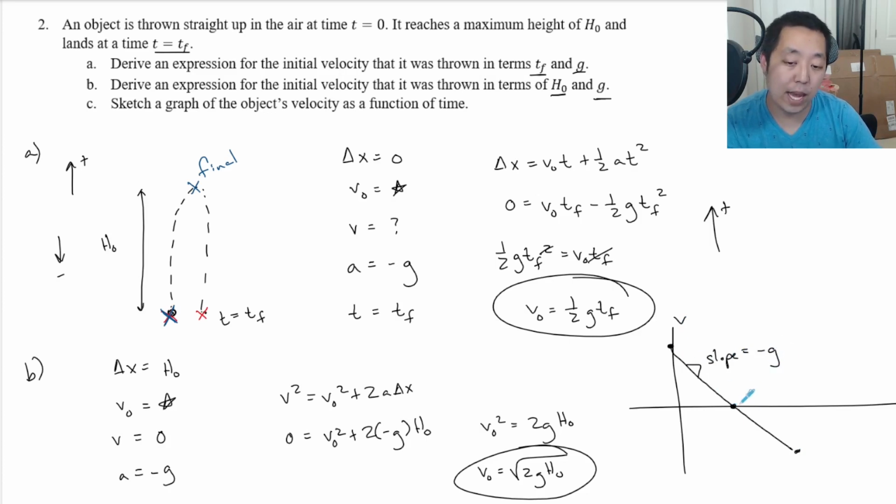Here's where it reaches maximum height. And then it keeps going and it starts falling downward, so it has negative velocity. But it's a straight line because the acceleration is constant the whole time. That's it.